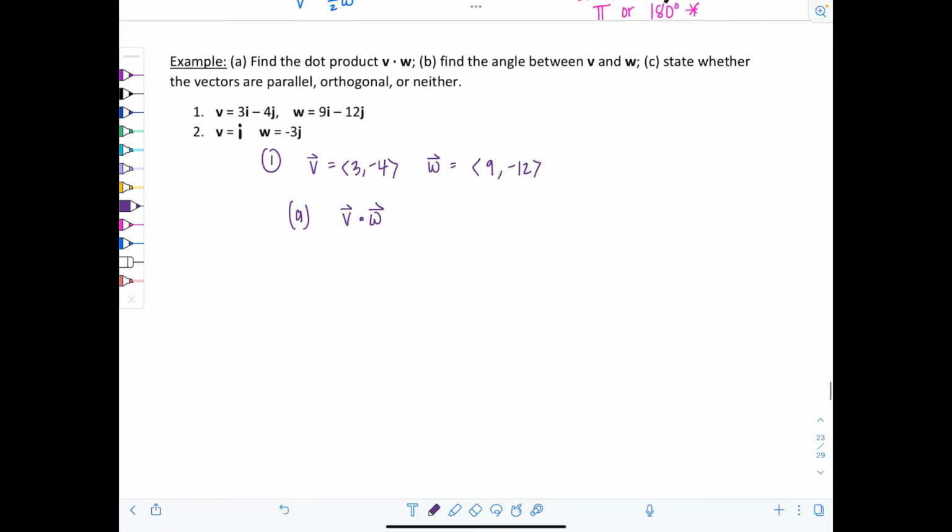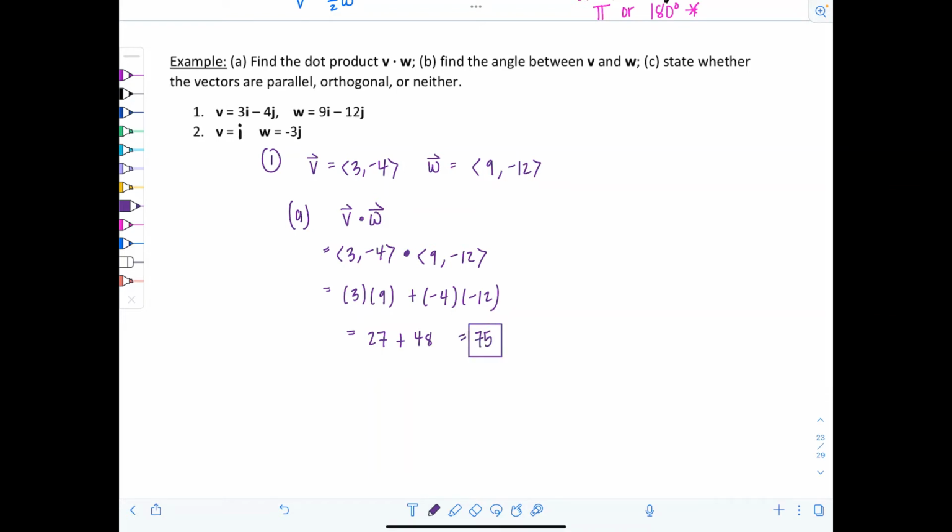After a while, you're going to do these in your head, right? So we have 3, -4 dotted with 9, -12. So that's 3 times 9 plus -4 times -12. So what do we get here? That's 27 plus 48, yes. Good, good, good. And we end up with 75.